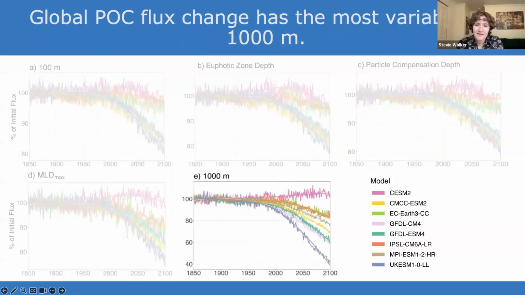And then we see the largest variations in POC flux change at 1,000 meters, as well as the largest declines. One thing to note here is that the scale here is bigger than the other depth horizons, and we see a decline of up to 60% in some of the models. And until CMIP6, we haven't looked at 1,000 meters, so the main takeaway here is that unfortunately we thought model agreement was bad at 100 meters, but it's actually worse at 1,000 meters.